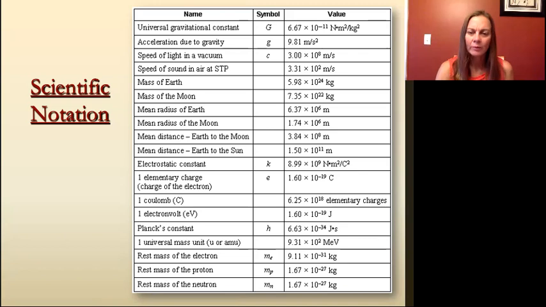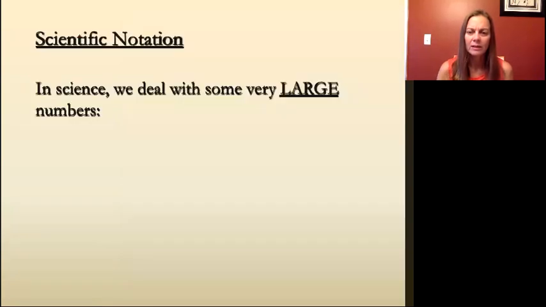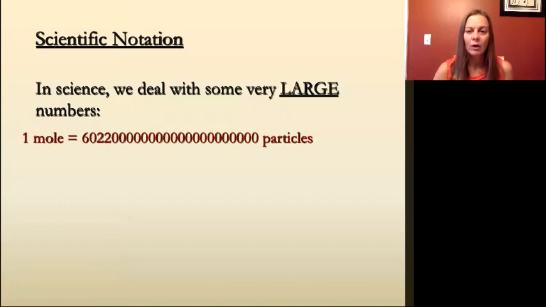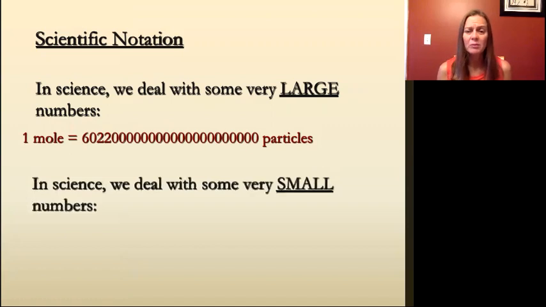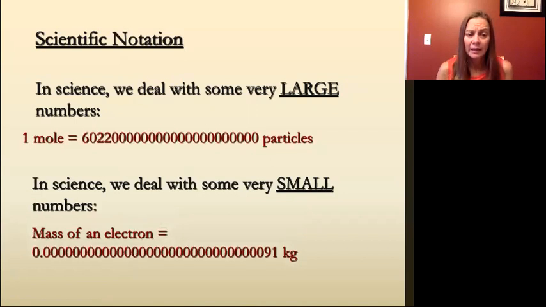So why do we use scientific notation? Well, in science, we deal with some really, really large numbers. As an example, when we talk about the unit a mole, it is 602,200,000, and I'm not going to give you all those zeros, particles. That is a huge number. But we also deal with some really, really small numbers. If we were to think about the mass of an electron, it's a tiny, tiny, tiny fraction. So we have some really big numbers and some really small numbers.